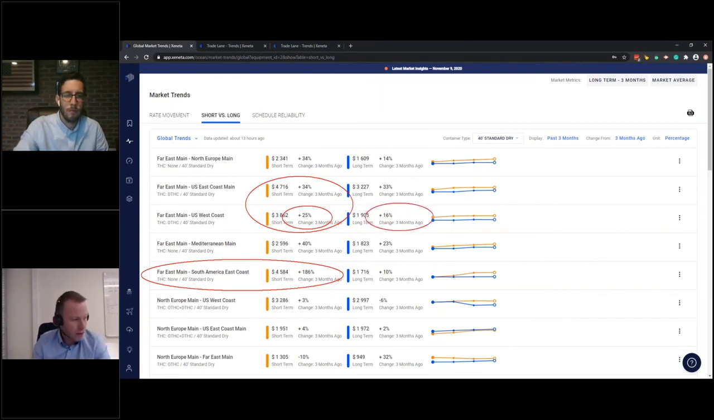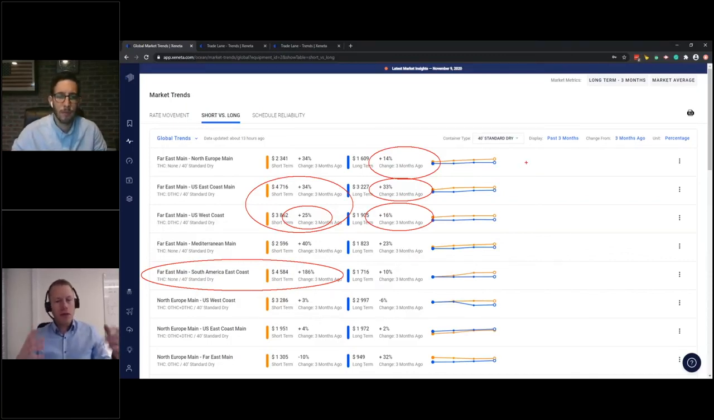And now you also see that there's a significantly bigger portion of the long-term market increases that have happened over the last few months. So this tells me that year over year, for Trans-Pacific eastbound and Asia-Europe, or Far East main ports to Europe, the short-term market has increased significantly, but more recently there's been more of an increase on the long-term market in relative terms.